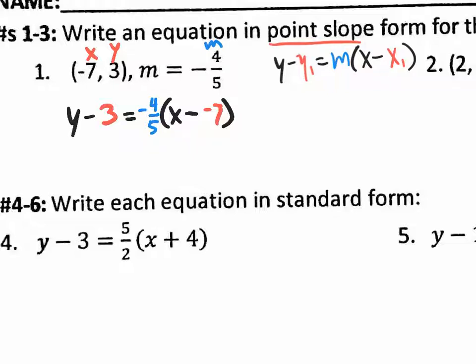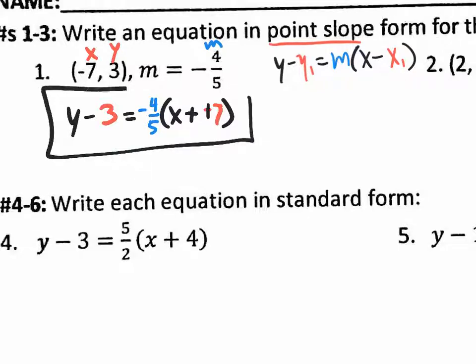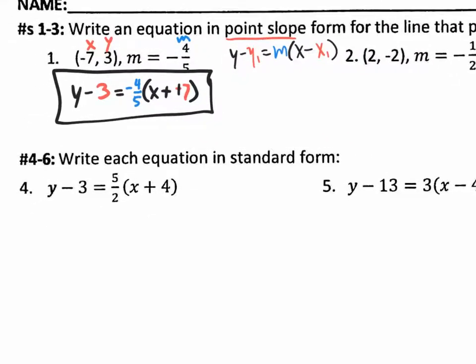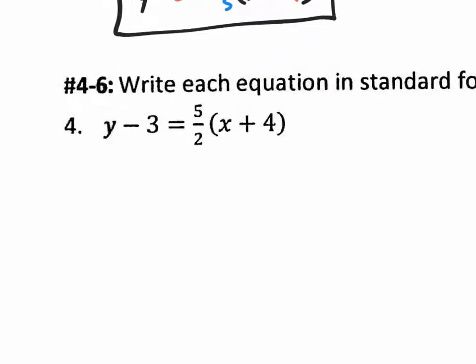And we're done. All you have to do is change the minus to plus. And that is your point-slope form equation. They're asking for point-slope form. That is point-slope form. We are done. Easy? Yeah. So let's jump to the next section instead of doing number 2, because you do number 2 exactly the way you do number 1. If you want to see number 2, watch the other video that I did.